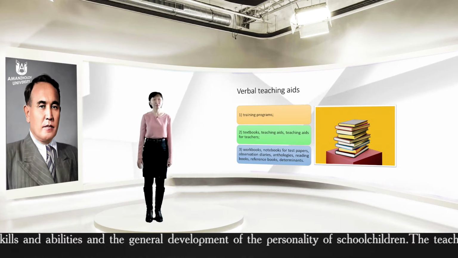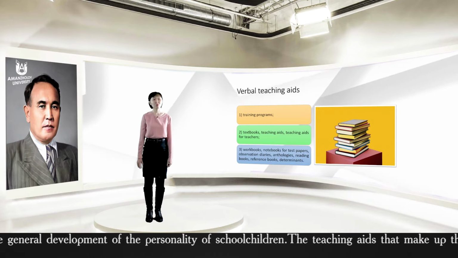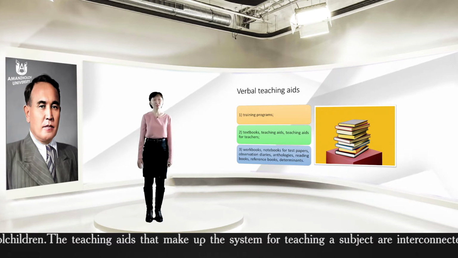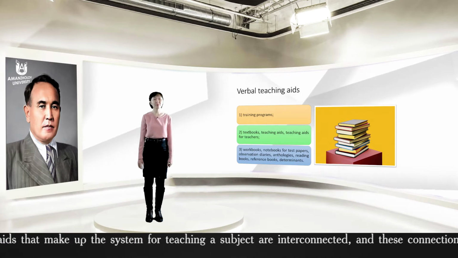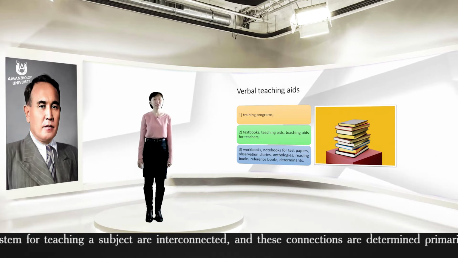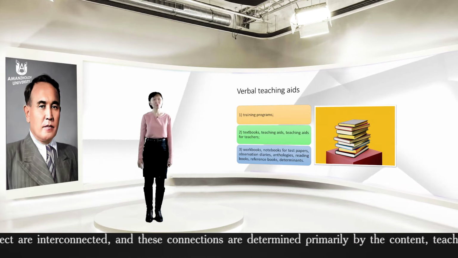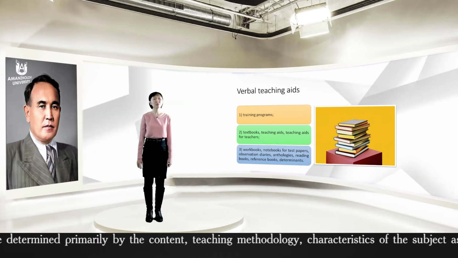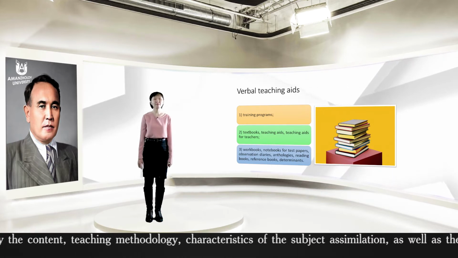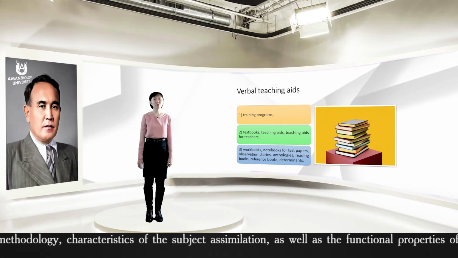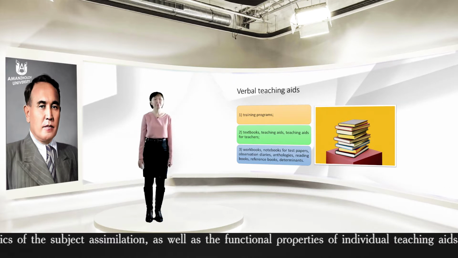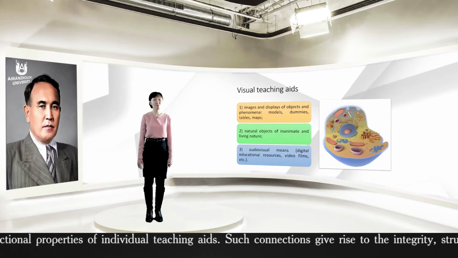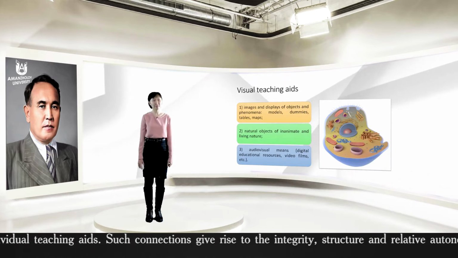The first, verbal, which includes training programs, textbooks, teaching aids for teachers, workbooks, notebooks for test papers, observation diaries, anthologies, reading books, reference books, and determinants. The next group, visual, which includes images and displays of objects and phenomena, for example, models, dummies, tables, maps, and more. Natural objects of inanimate and animate nature, or in other words, living and non-living things.